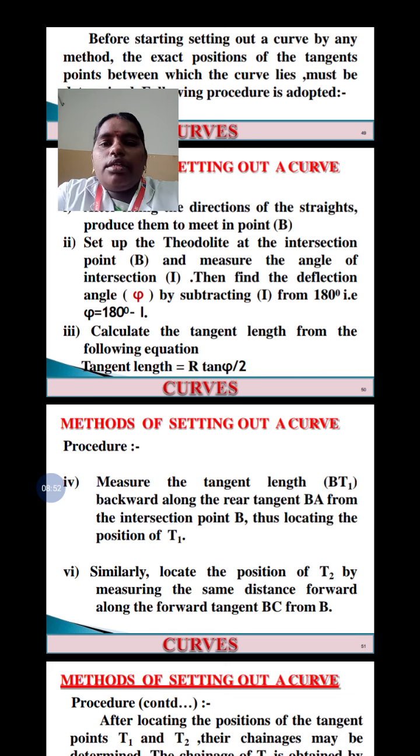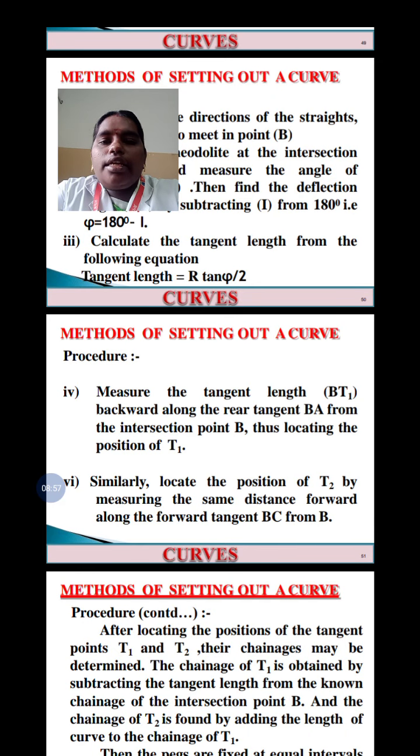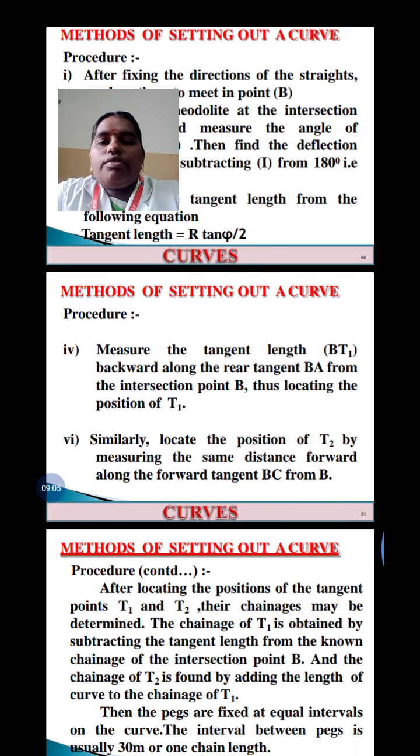The angle of intersection psi is equal to 180 degree minus I. Then calculate the tangent length from the following equation. Tangent length is equal to R into tan psi by 2, where R means radius of the curve. Fourth one, measure the tangent length BT1.